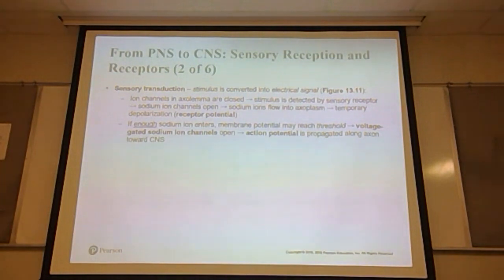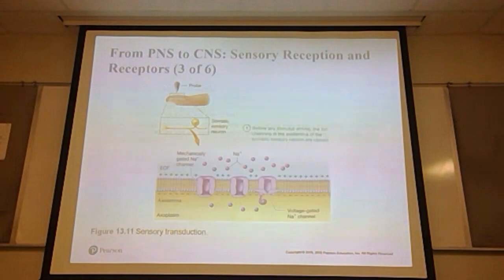If enough sodium ion enters, then the membrane potential may reach its threshold. Once that has occurred, the voltage-gated sodium ion channels will open. The action potential has been propagated along the axon toward the central nervous system.